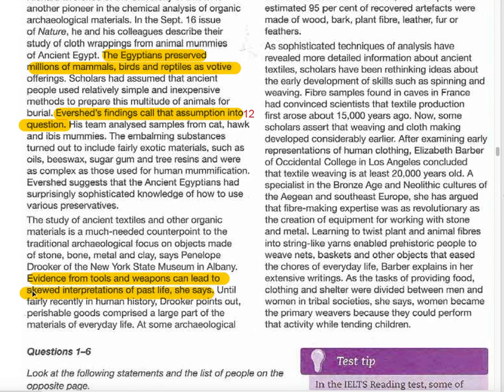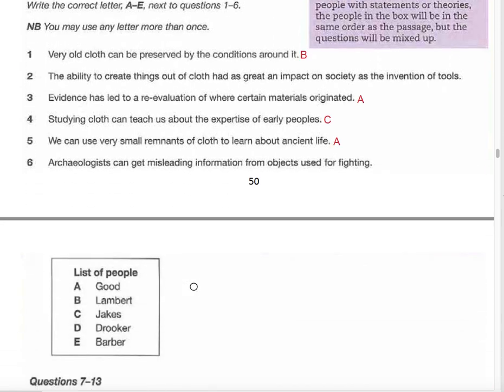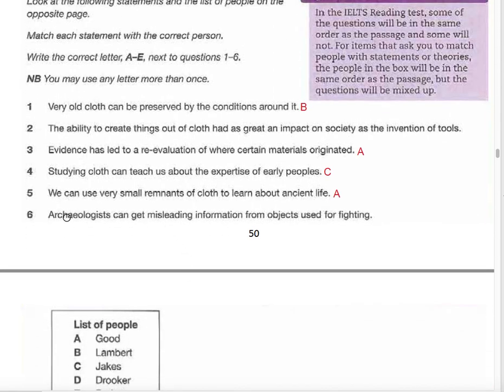Because it says here, skewed. Skewed means misleading or not correct. Another similar word is distorted. So it says that evidence from tools and weapons can be misleading about past life. I remember that one, I think it is, there we go, 6.